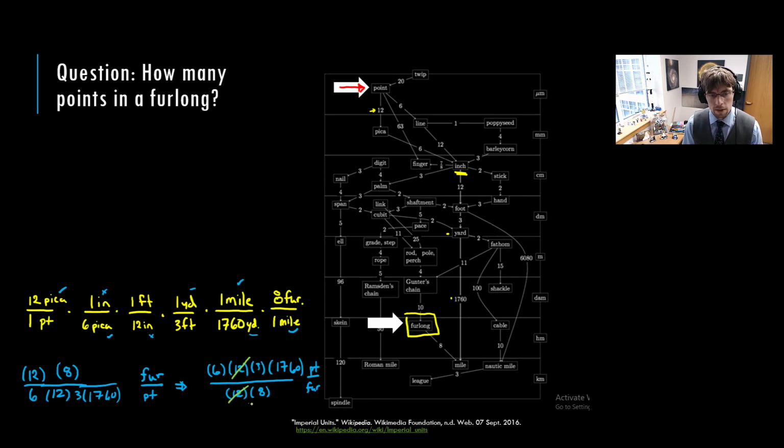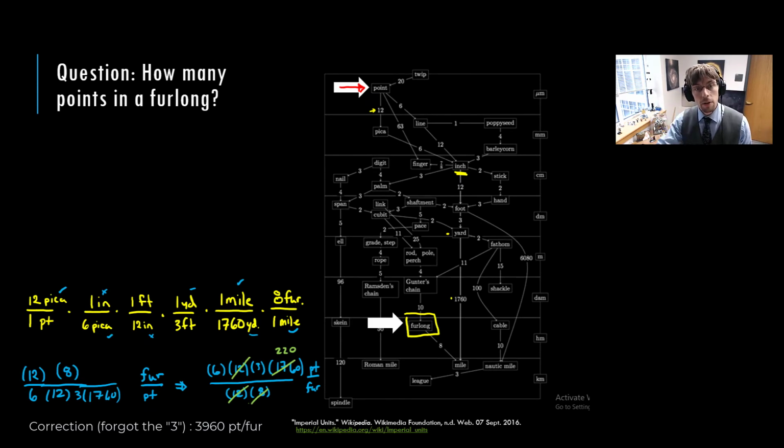220. So this 8 and this, I think this gives us 220. Right? 8 times 200 is 1,600 plus another 160. Good. So we see that at the end of the day, it's something like 1,320 points per furlong. Okay.